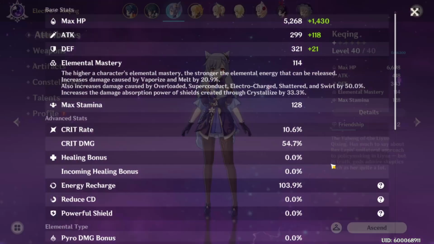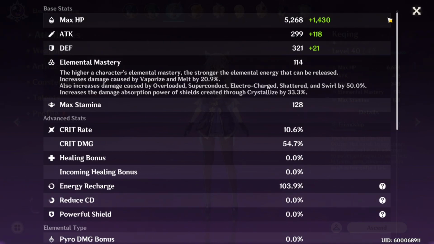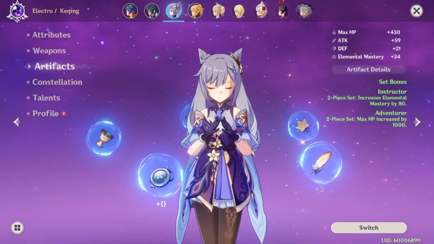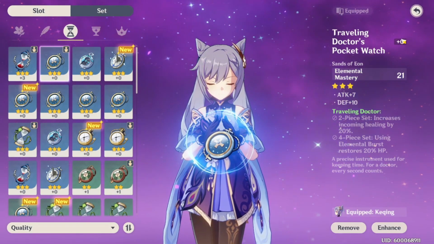One other thing of note here for Keqing is I'm trying to get the elemental mastery up in advance as high as I can. The reason for that is it's going to cause Superconduct to do even more damage. Look at the elemental mastery description. It increases damage caused by Superconduct by 50%. The more I increase elemental mastery, the higher that will go. So there are ways to do that through your artifacts, etc. Just wanted to bring that up.